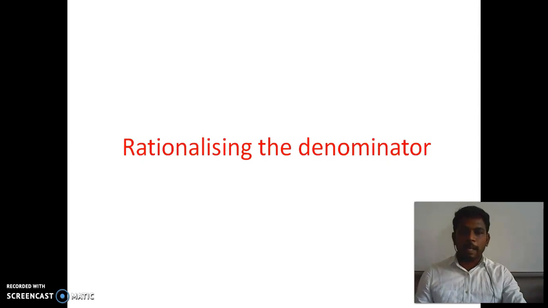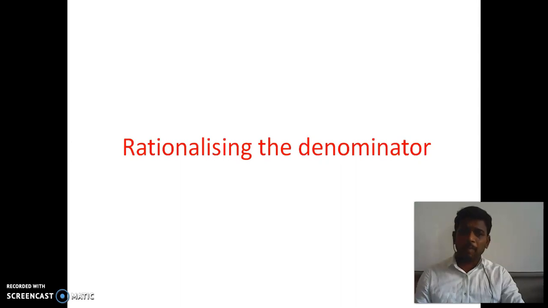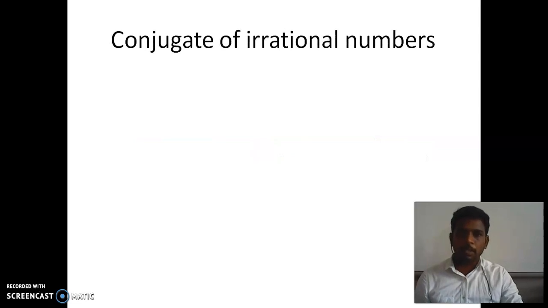The next one, rationalizing the denominator. So, what is a rational number? Rational number, we already know that. Okay. So we have to rationalize the denominator. Before rationalizing the denominator, we are going to learn one concept. What is that concept? Conjugate. So you should know what is conjugate. So conjugate of irrational numbers.